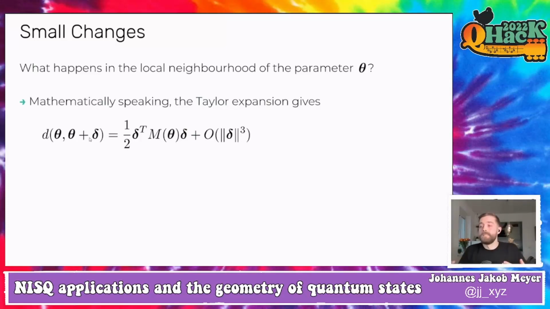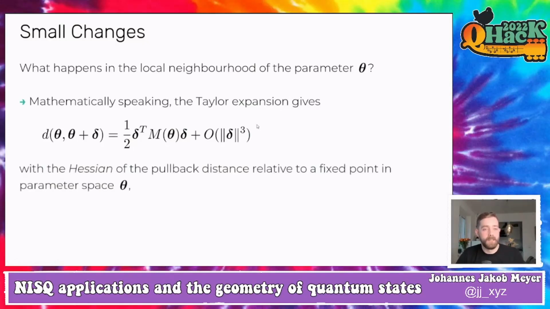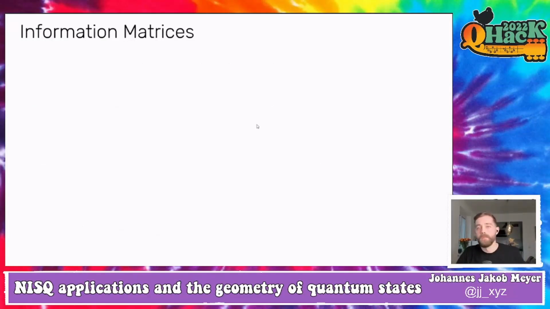Now this matrix M that appears here tells us how this paraboloid is shaped, how it is rotated, how steep it is. And we can also give a formula for this matrix because it's just the Hessian of the pullback distance relative to this fixed point in parameter space. And the Hessian is nothing else but a matrix that captures all the possible second derivatives at this point. So we have taken this pullback distance, we have taken this Hessian, and we now have the second order expansion. And with that, we already have some knowledge about what is going on in those small local neighborhoods.